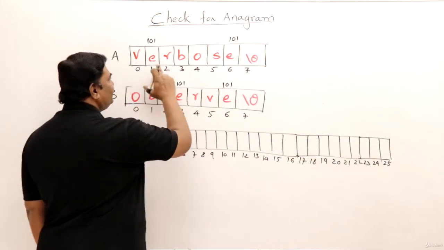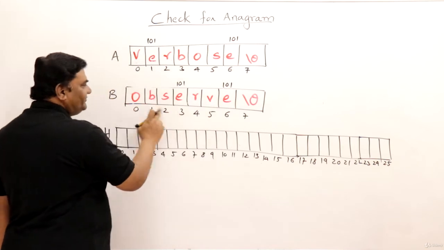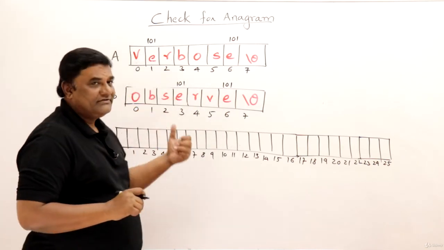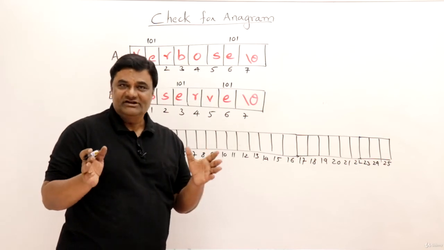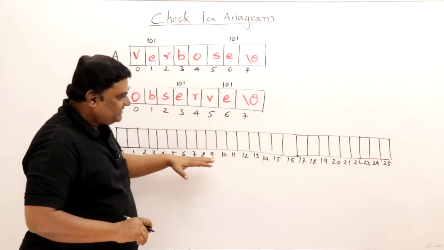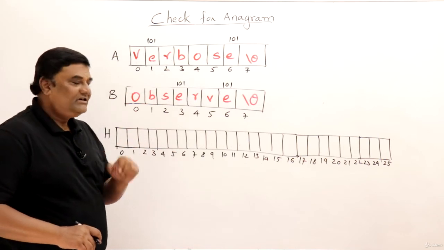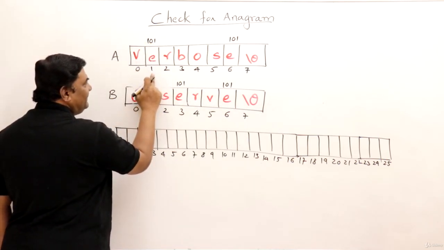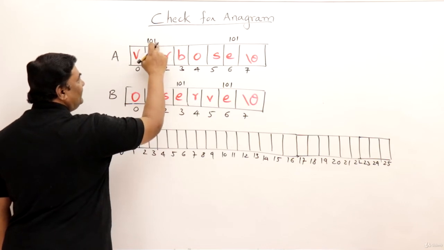Like this is verbose, E, E, and observe E, E is repeating. So how to handle this one? We don't have to take special care for this one. The same method will manage this. How? Let us see. When we come on this alphabet E, its ASCII code is 101.